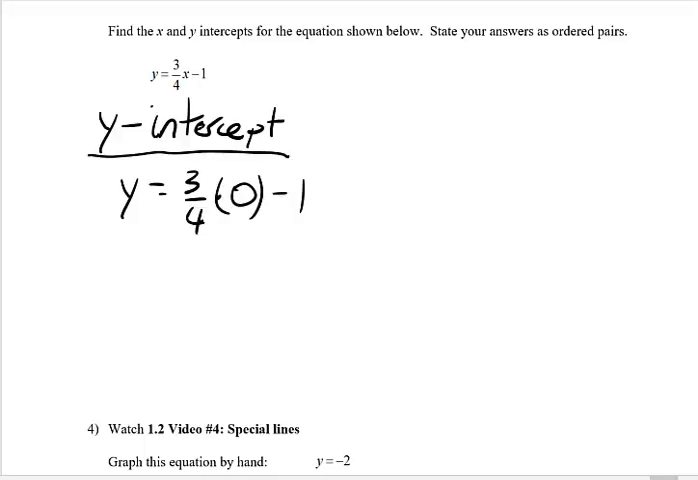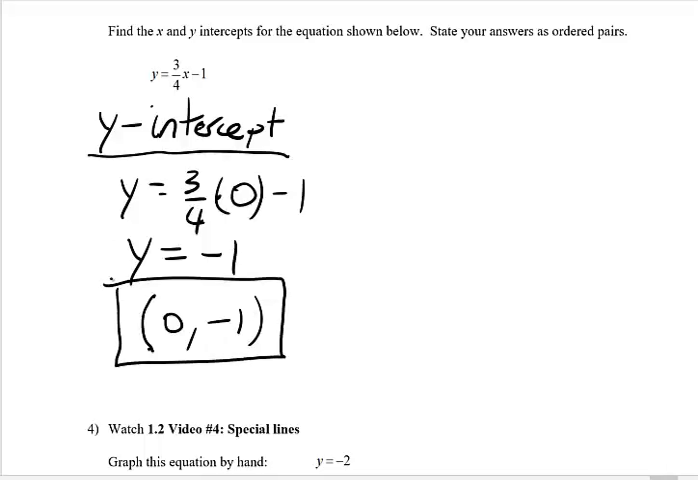This is actually very simple to work out. Because of the 0, I end up with y equals -1. That -1 is the value of the y-intercept. If I want to state it as an ordered pair, I already know that the x-coordinate is 0. That's where we started. The y-coordinate is -1. We say the point (0, -1) is the y-intercept of this equation. Let's try the x-intercept.